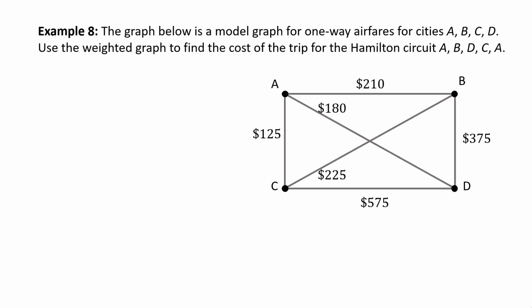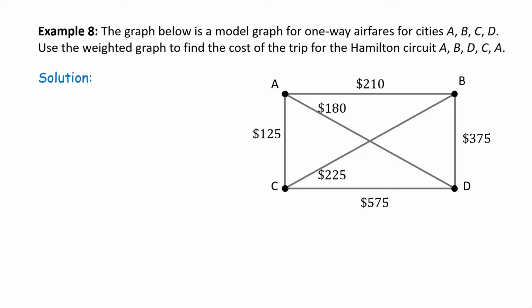The graph below is a model for one-way airfares for cities A, B, C, D. Use the weighted graph to find the cost of the trip for a Hamilton circuit A to B to D to C to A. Let's begin.